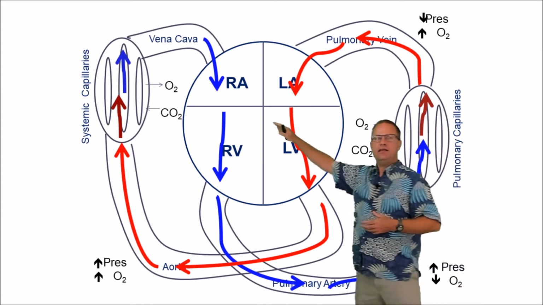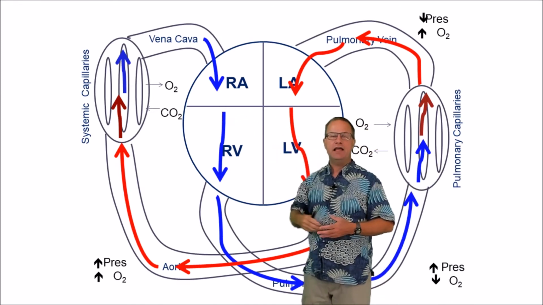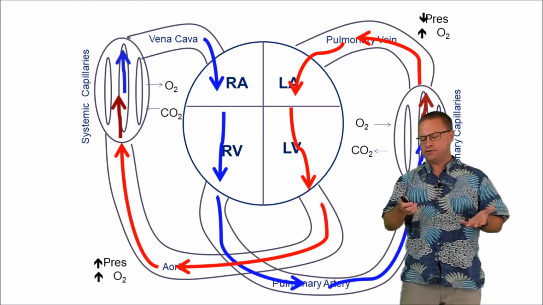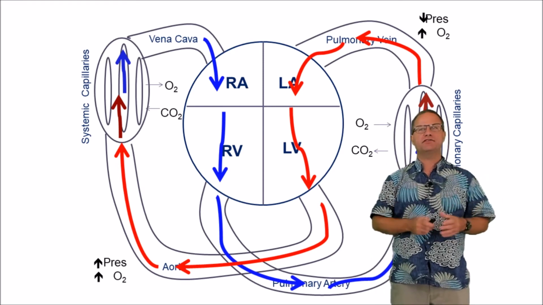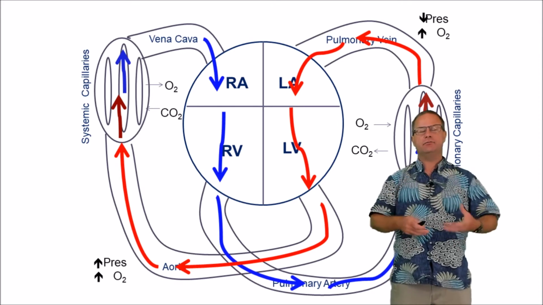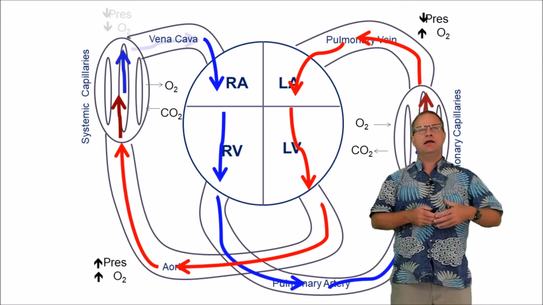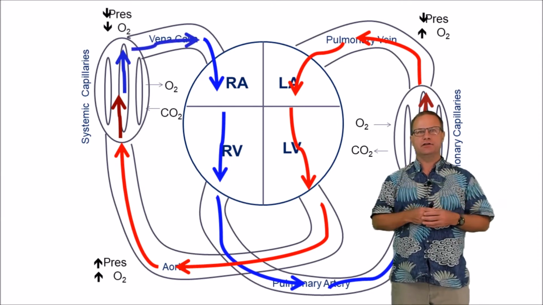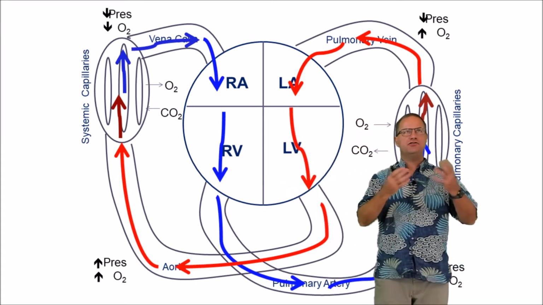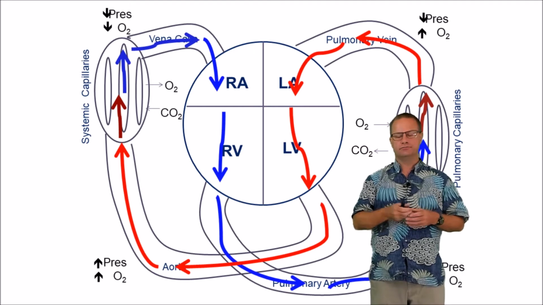So the blood that leaves the systemic capillaries ends up being a blue arrow because blue means oxygen poor. And what about pressure? Well, what happens when we cross a capillary bed? Pressure goes down. Capillaries are small. They slow down the blood. They depressurize the blood. And so the pressure is low and oxygen is low. And once again, we return to the right atrium with some oxygen-poor blood that's under low pressure.